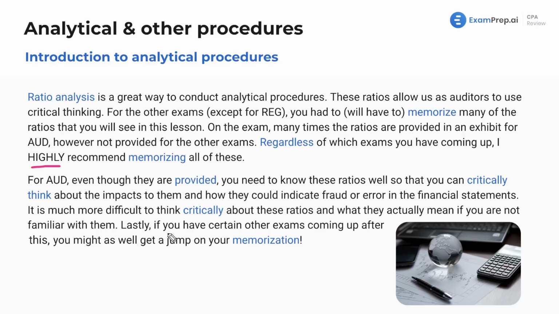Lastly, if you've got, like I said, other certain exams coming up, you might as well get a jump on this memorization.